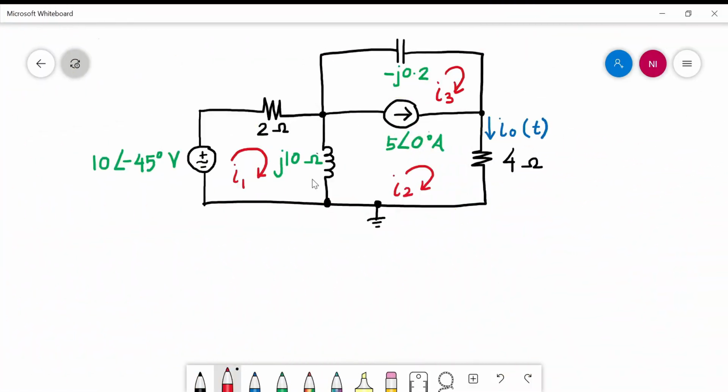Okay, this circuit has 3 loops, so I name them I1, I2 and I3. Before we start to write the KVL equations, do you see any supermesh in this circuit? Yes, it is here, because the current source is between these 2 loops, I2 and I3.